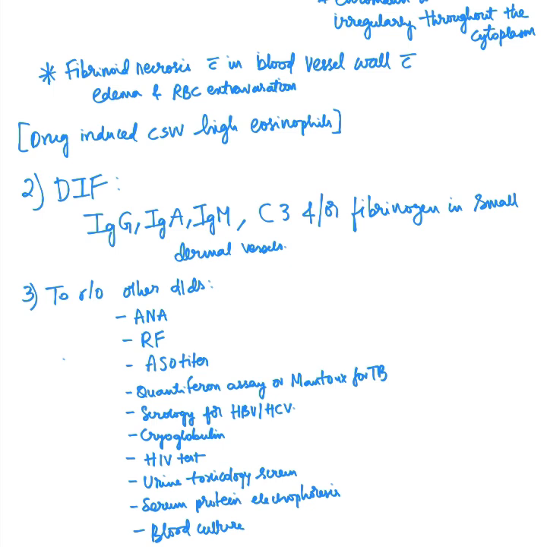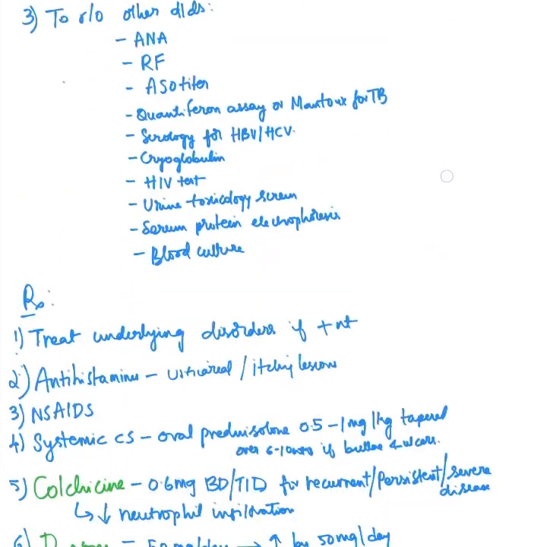To rule out other differential diagnoses, it is necessary to do further tests in non-resolving or refractory cases. These include antinuclear antibody tests, rheumatoid factor, anti-streptolysin O titer, quantiferon assay or Mantoux test for TB, serology for HBV and HCV infections, cryoglobulin levels, HIV test, urine toxicology screen, serum protein electrophoresis and blood culture.